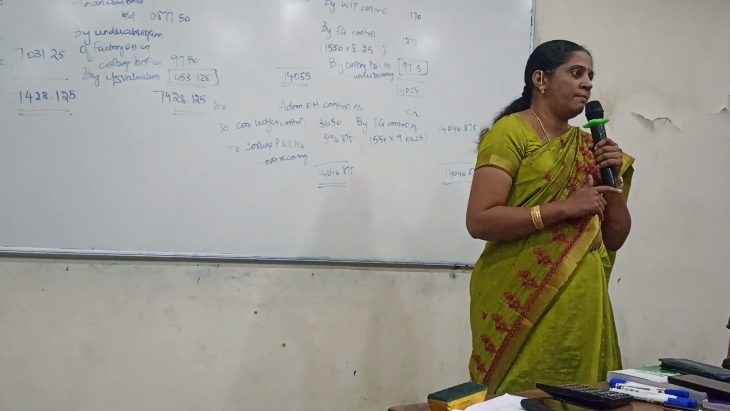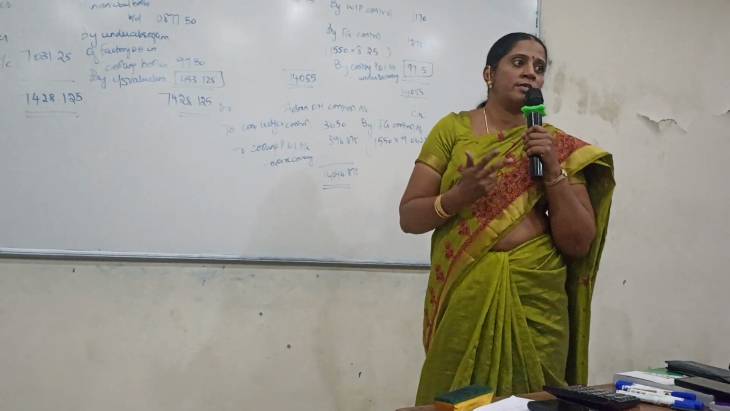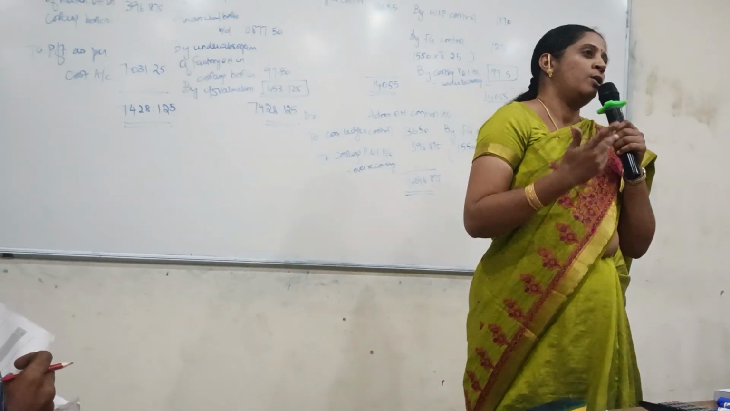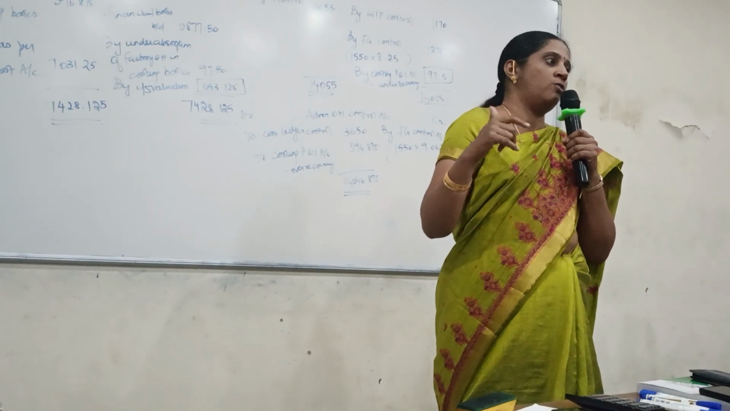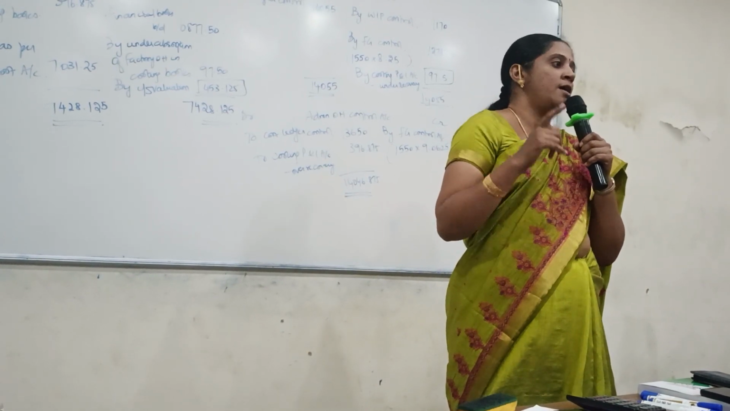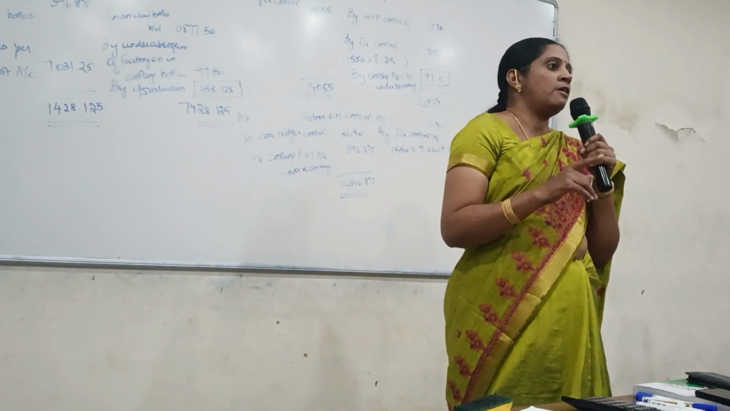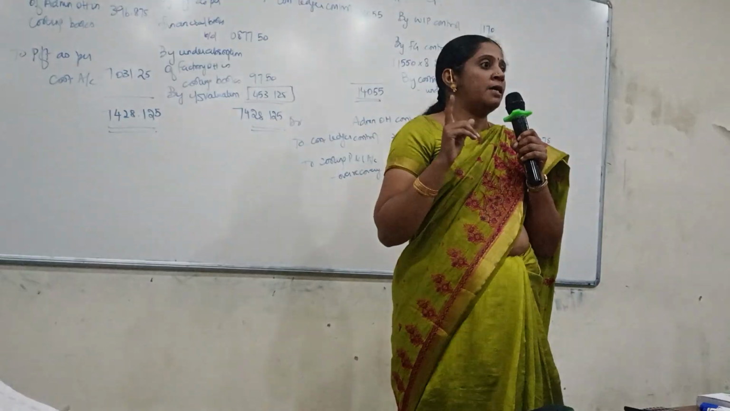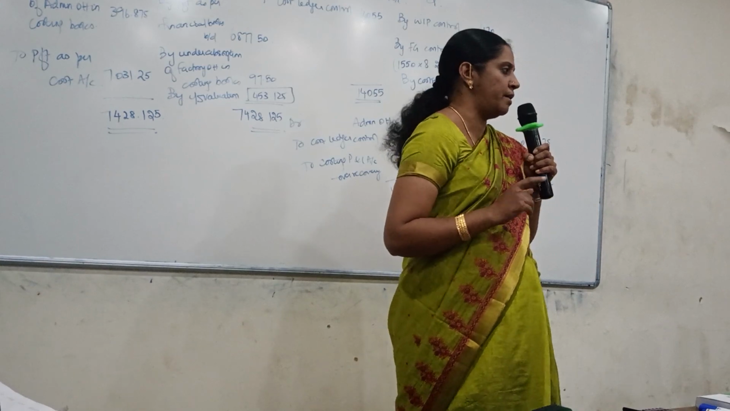Then moving on to the time rate plan where we had Halsey and Rowan. Halsey plan is hours worked into rate per hour plus 50% of time saved into rate per hour. Rowan plan is hours worked into rate per hour plus time saved by time allowed into hours worked into rate per hour. Time saved is time allowed minus hours worked. If instead of Halsey plan they call Halsey Weir plan, it is hours worked into rate per hour plus 30% of time saved into rate per hour.